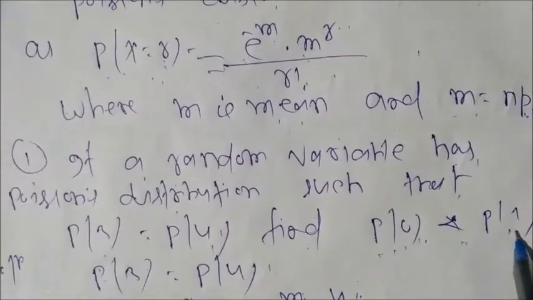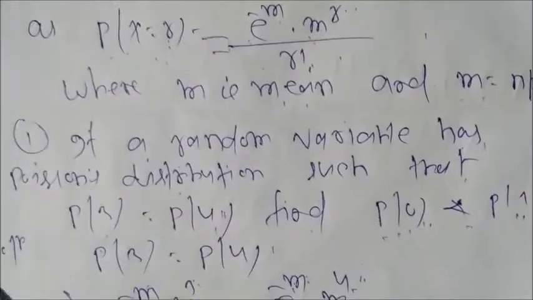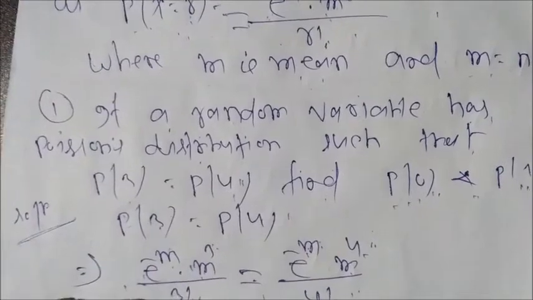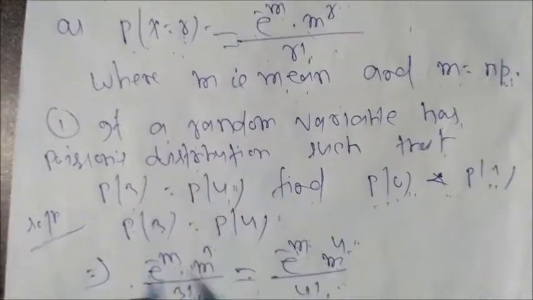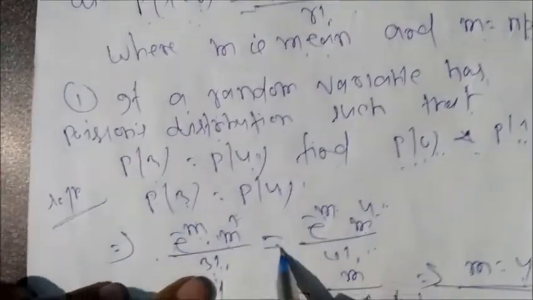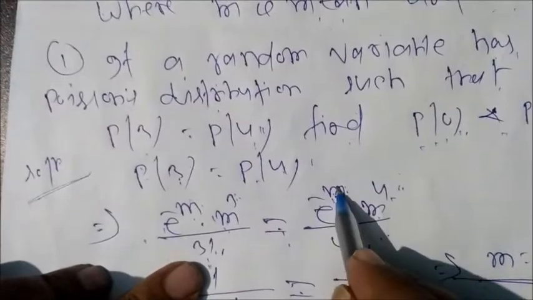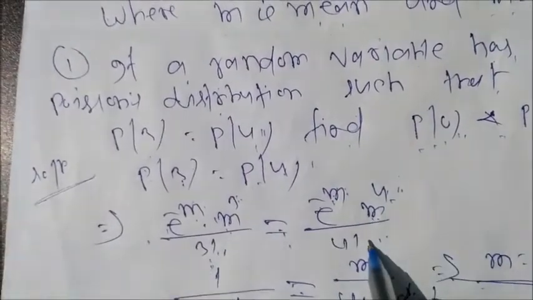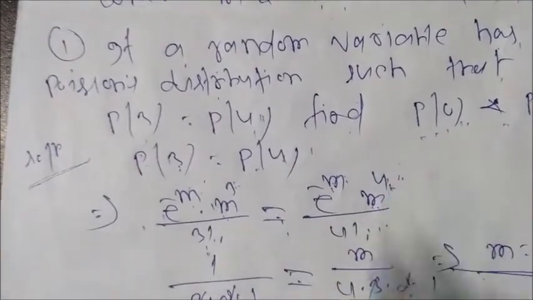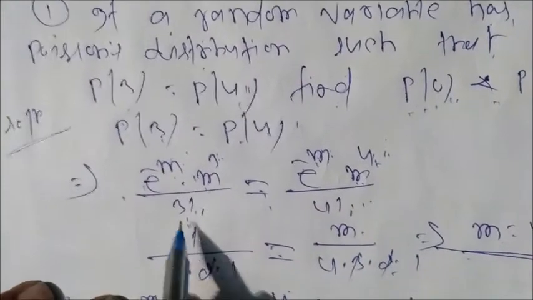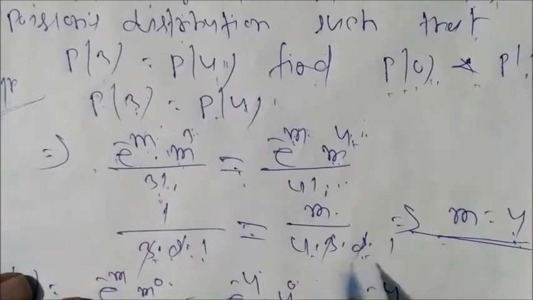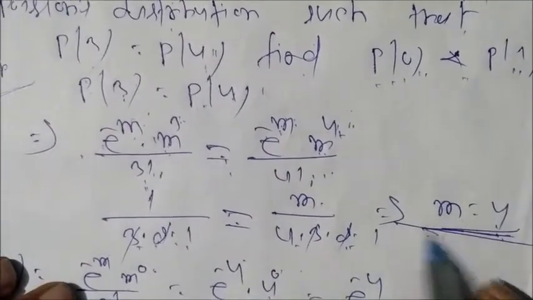See one problem. If a random variable has Poisson's distribution such that P(3) equals P(4), then find P(0) and P(1). Since we are given P(3) equals P(4), according to Poisson's distribution formula, e to the power minus m, m to the power 3 by factorial 3 equals e to the power minus m, m to the power 4 by factorial 4. The e to the power minus m cancels. So m cubed, m to the power 4, leaves m. Also 1 by factorial 3 means 3, 2, 1, and m by factorial 4 means 4, 3, 2, 1. 3 and 3 cancel, 2 and 2 cancel, therefore m equals 4.